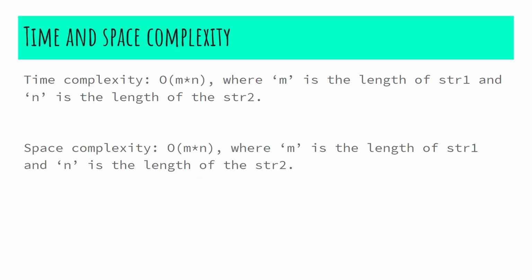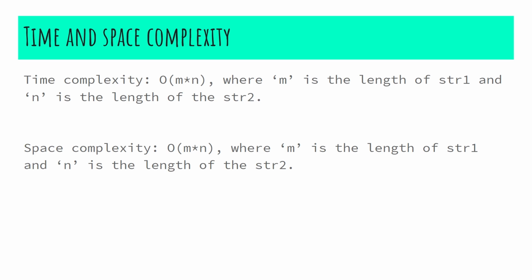The time and the space complexity of this algorithm is order of m into n, where m is the length of string 1 and n is the length of string 2. In this case as well, the space complexity will be greater if m and n values are greater. To reduce the space complexity, let's consider another approach.